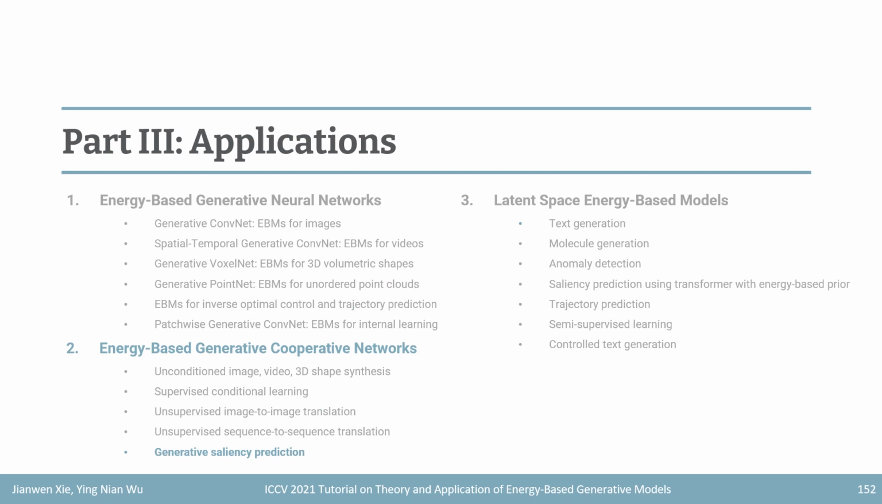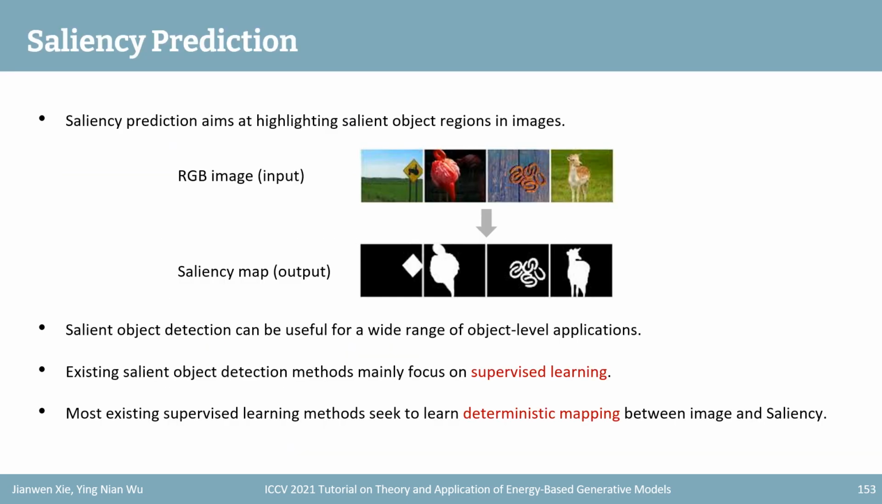Now, we will show how to learn a generative cooperative network for saliency prediction. Saliency prediction aims at highlighting salient object regions in images, which is a binary image segmentation. For example, given an RGB image, we output a binary saliency map to indicate the salient object. Such a task has a wide range of computer vision applications.